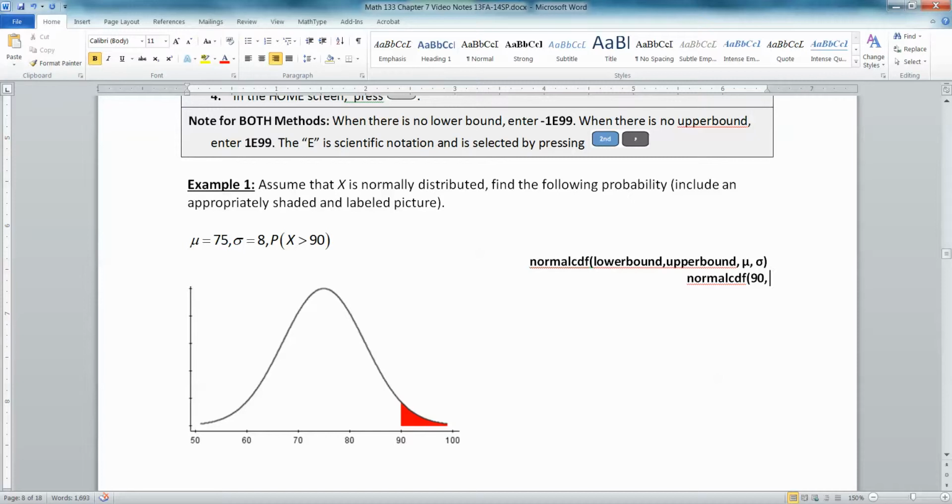The upper bound, and now here's where it gets tricky, it's forever, right? Because the normal curve never ends. The x-axis is a horizontal asymptote. So what we really want to say is positive infinity, but positive infinity doesn't exist. So we're going to use 1e99, right from your scientific notation definition back in an algebra class somewhere, where the e is above your comma button. I'll show you that in a second. And then you're going to tell it the mean, which was 75, and the standard deviation 8. All right, so let me show you that.